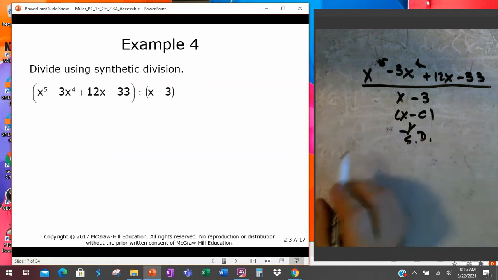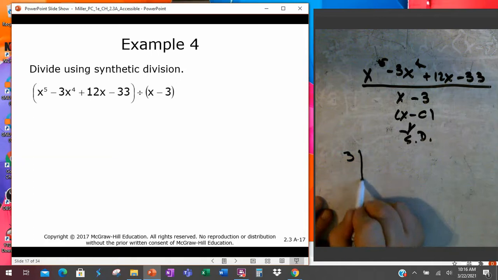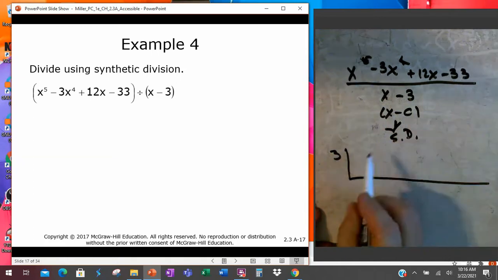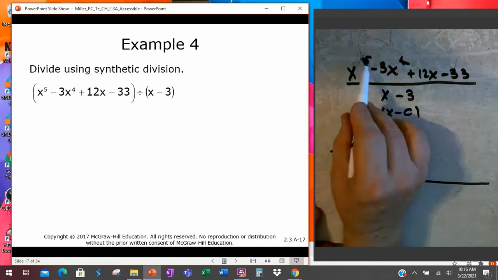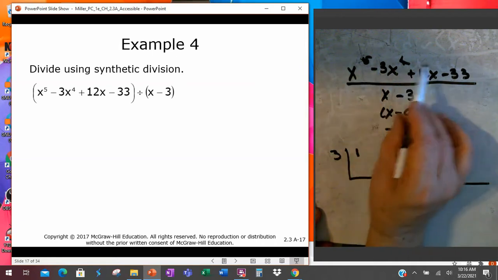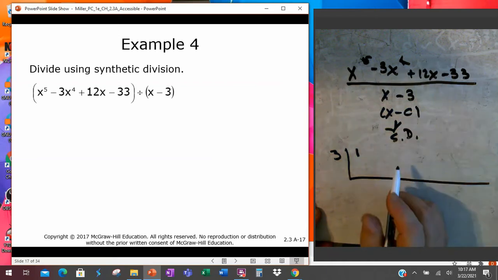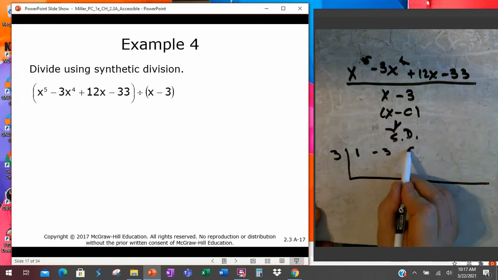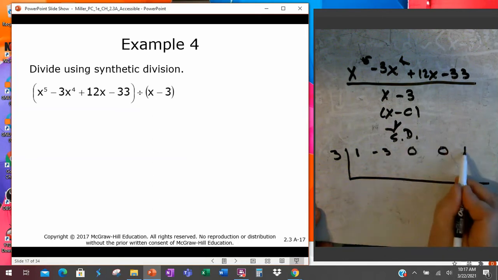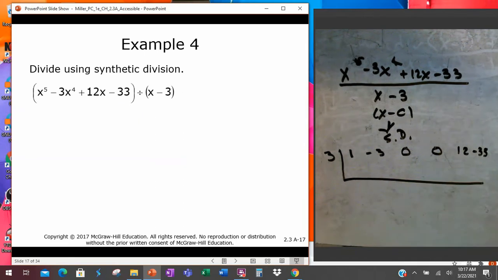So I'm going to do the 3 directly. And all I need is a little space for this. I need to bring down all of these things. Here's my x to the 5th coefficient 1, and 5, 4 are my degrees. Whoop, I'm missing an x cubed and an x squared. 1, minus 3. The coefficient of the x cubed is 0. The coefficient of the x squared is 0. And then 12, negative 33. And then I'm ready to go.